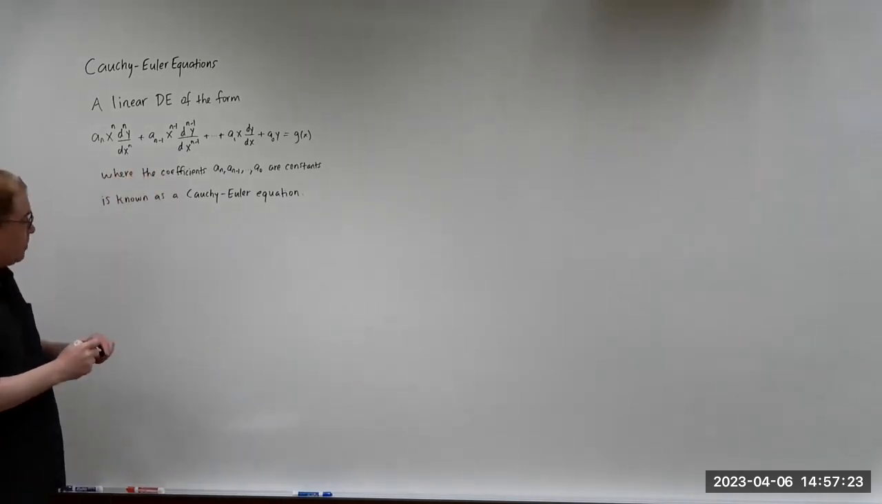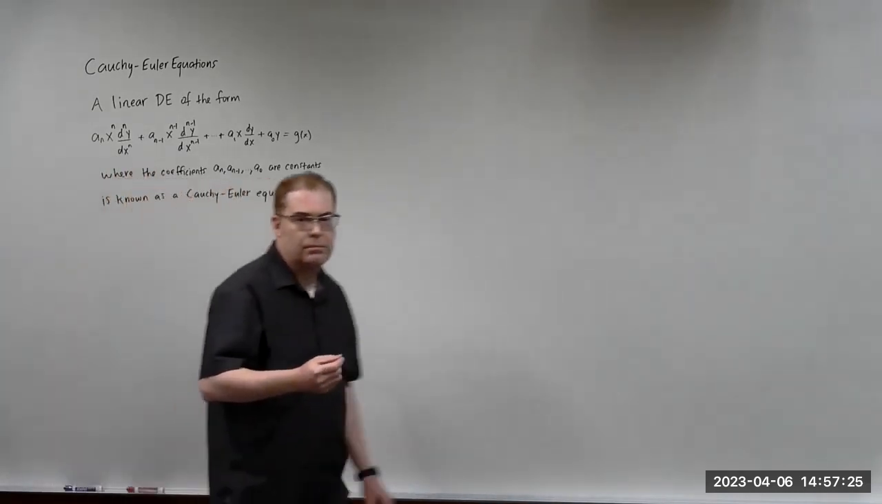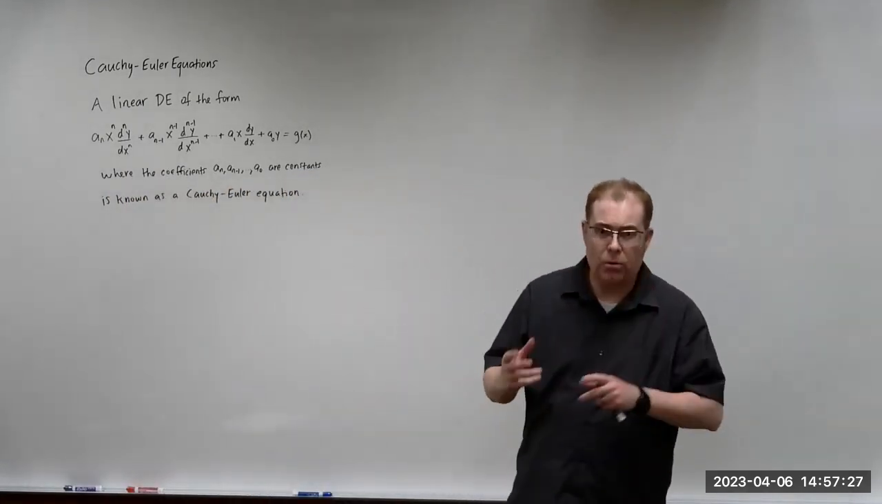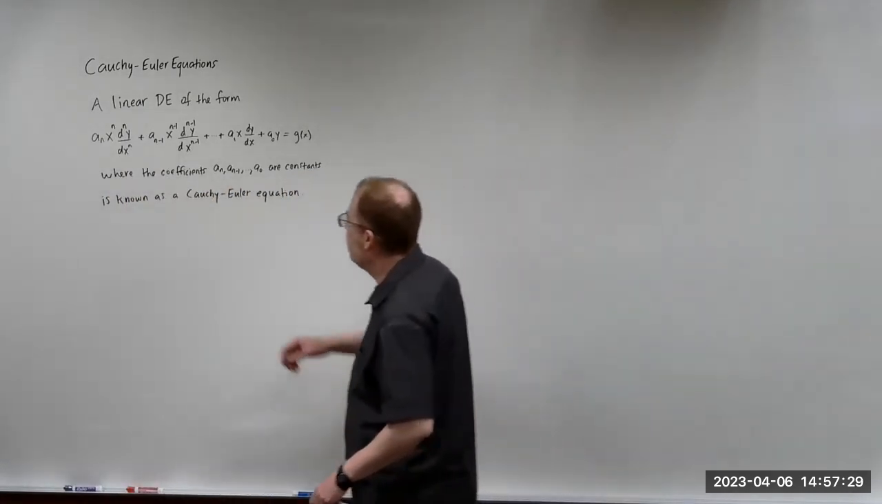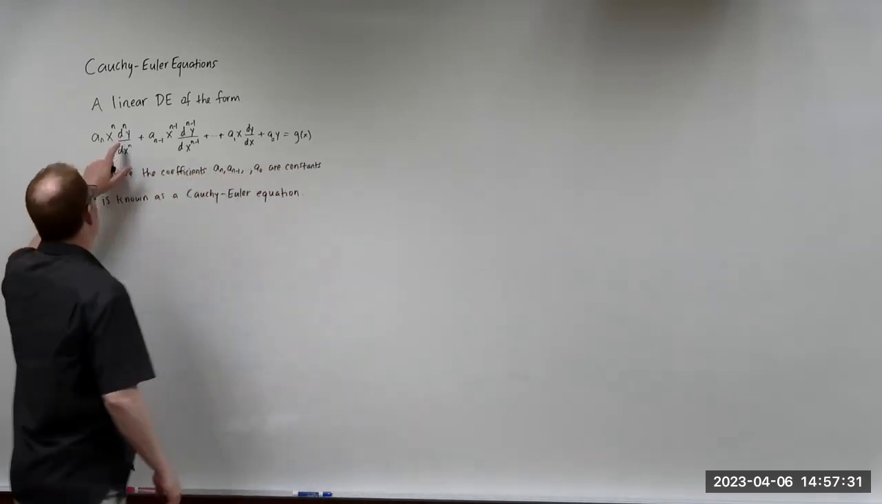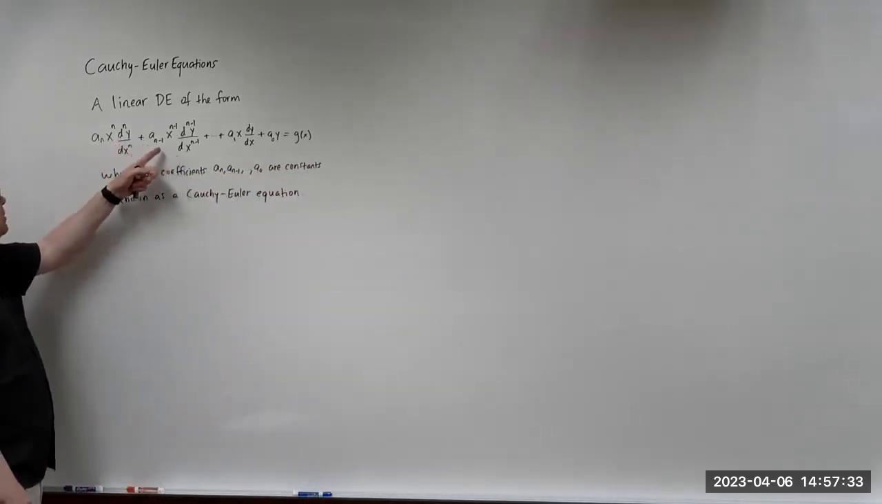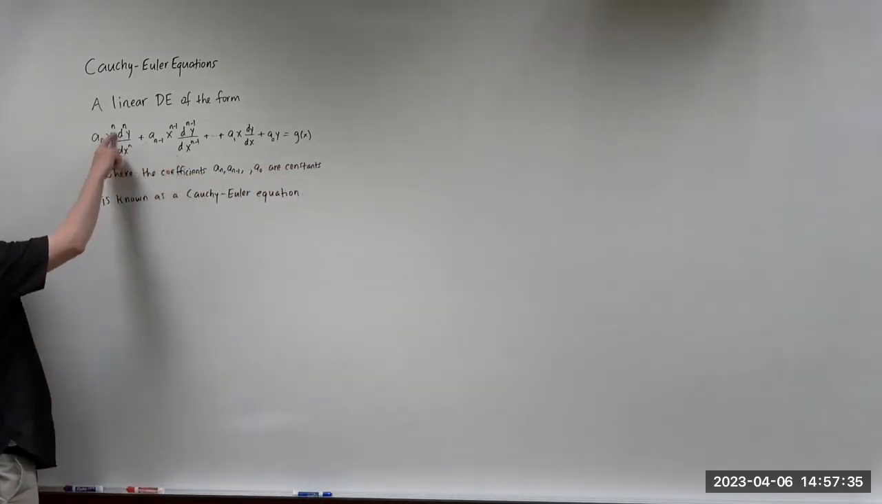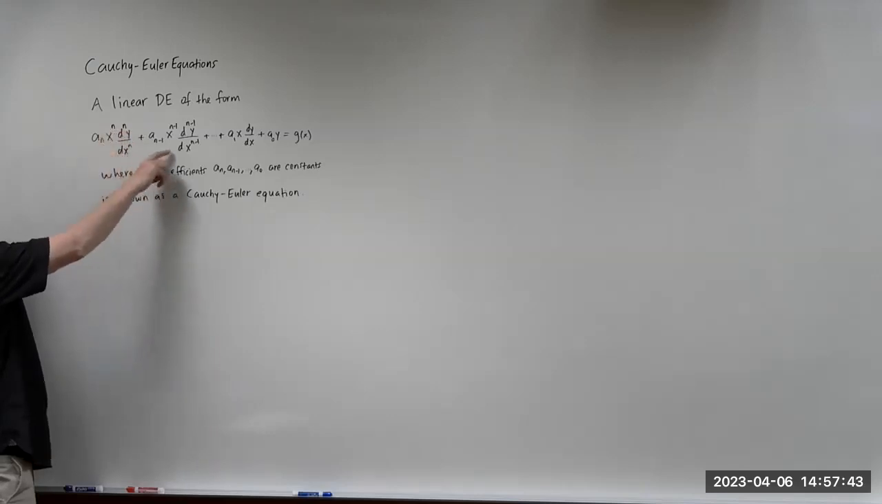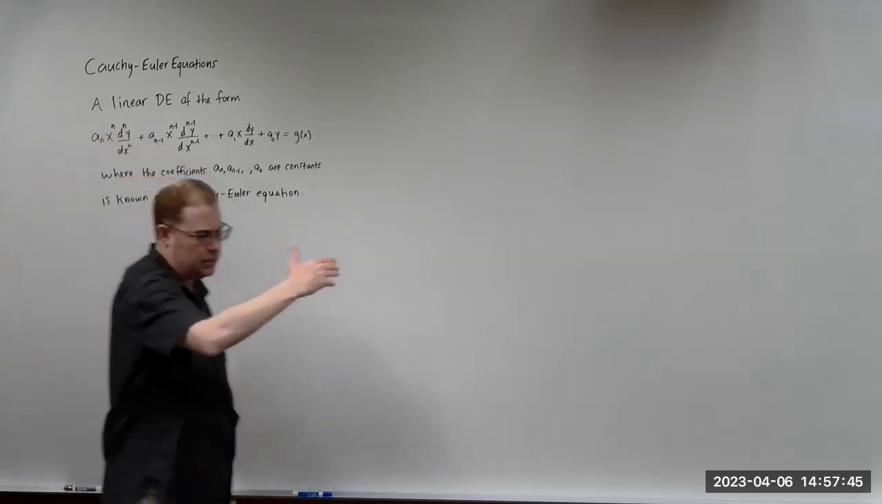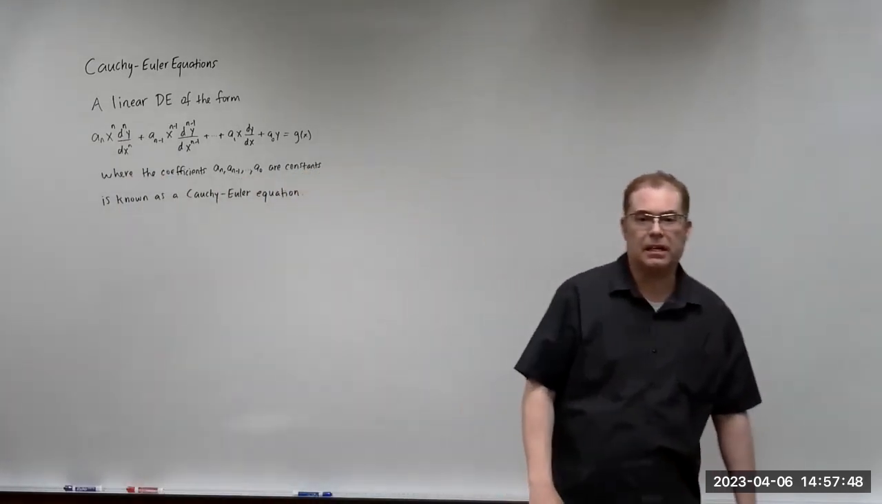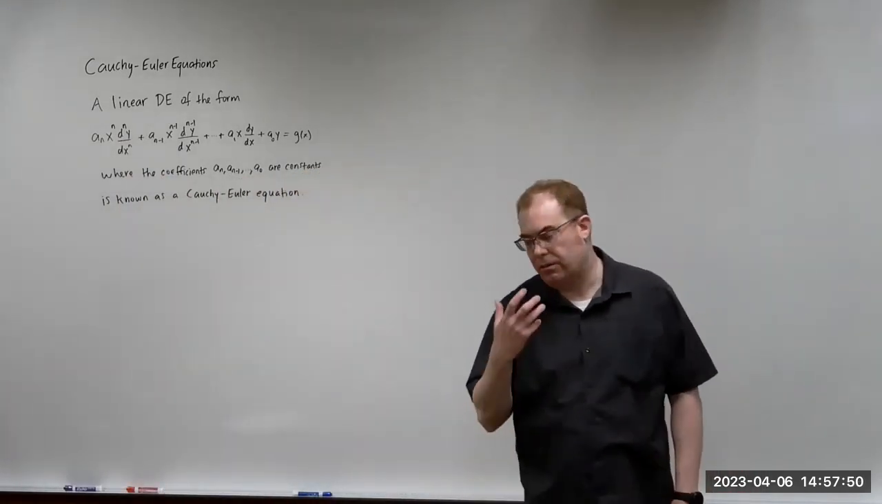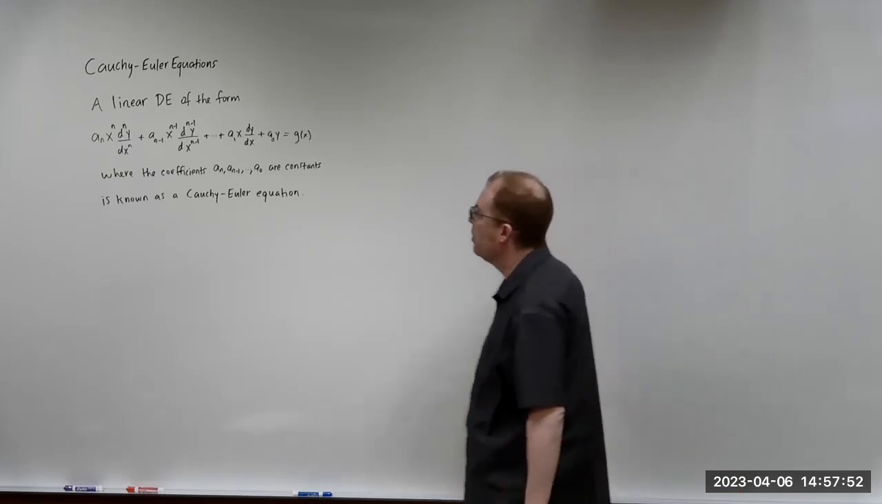So the thing to notice, what makes this a Cauchy-Euler equation, is that the order of your differentials matches the degree of these monomials. So for example, here you have the nth order differential, and here's x to the n, and that's how it works. And that's what makes this a Cauchy-Euler equation.